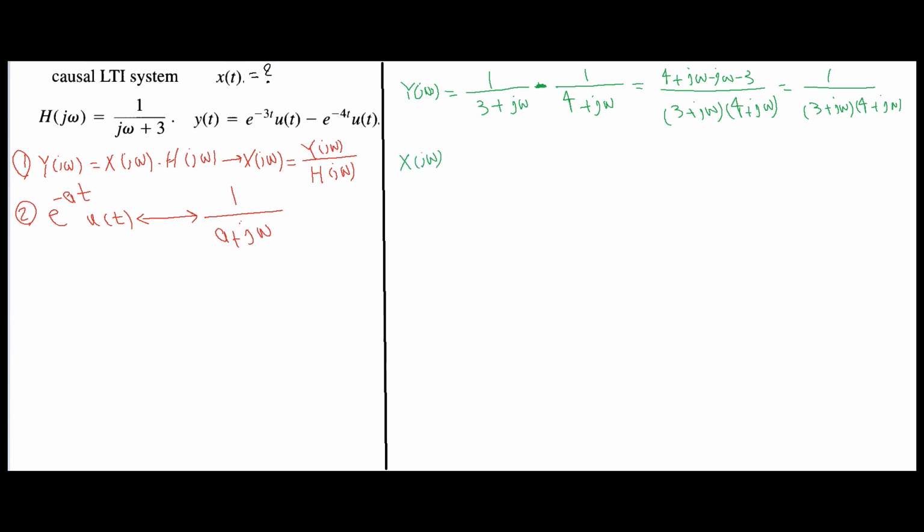Now, based on the first point, X(jω) becomes Y(jω) divided by H(jω). So, if we substitute the values, we obtain Y(jω) and H(jω) and perform the division. In the end, we get X(jω) equal to 1 divided by (4 + jω).